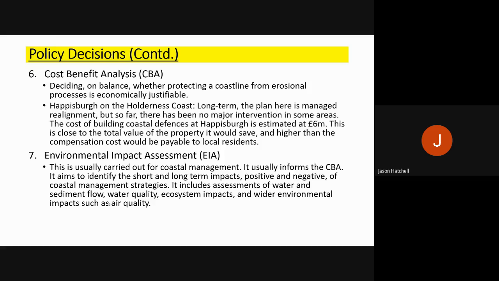An environmental impact assessment then, an EIA. This is usually carried out for any type of coastal management. It usually informs the cost benefit analysis. Okay, so it usually is done before the cost benefit analysis. And what it does is it tries to identify the short and long term impacts, positive and negative, of coastal management strategies in that area. So it looks at the environment there, it looks at what managing it might do to the environment in terms of water quality, ecosystems, air quality, sediment flow, water flow, and so on. And it gathers all of that environmental data to then look at the cost benefit analysis of what types of management could be put in place along a coastline.